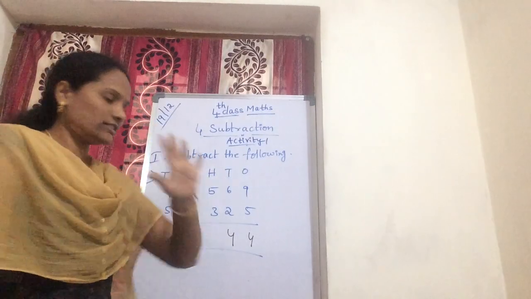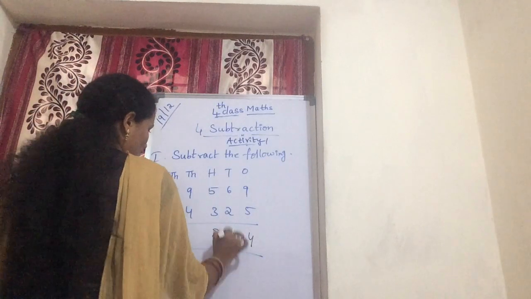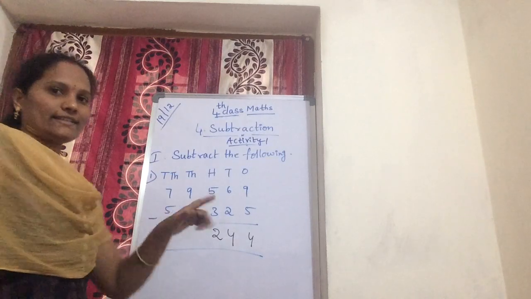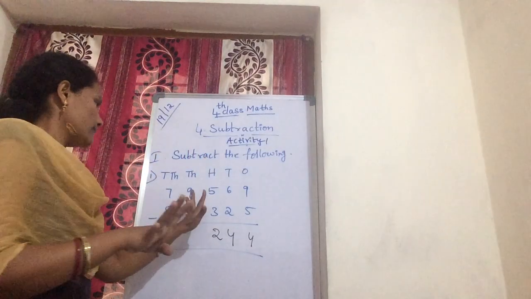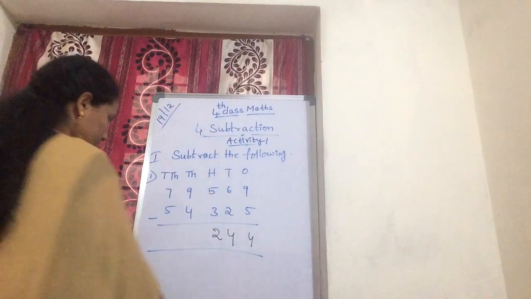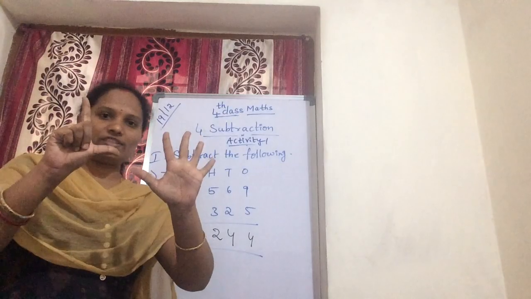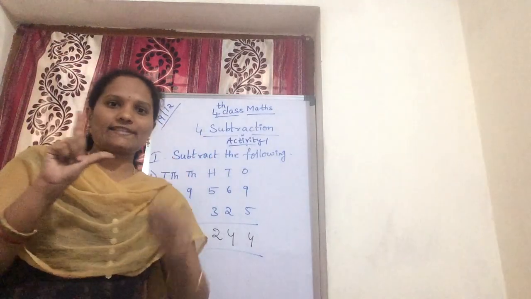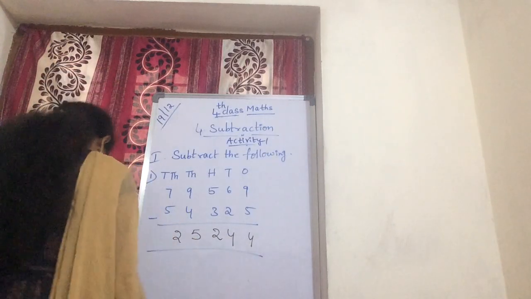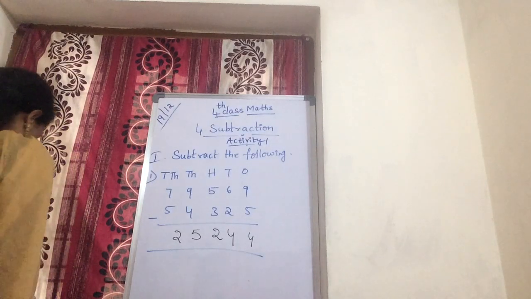Show 5 on your fingers. You remove 3 fingers. You get 2. So what is our answer? 2. Now next, in your thousands, 9 minus 4. Show 9 on your fingers. Subtracting 4 means you remove 4 fingers. You get 5. Next, 7 minus 5. Show 7 on your fingers. You remove 5 fingers. You get 2. What is your answer? 25,244. Now write it down.